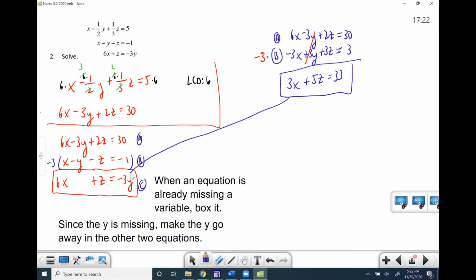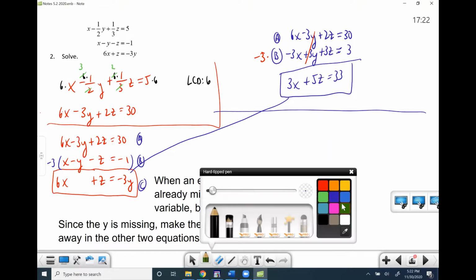These two can go with each other now because they both have x's and z's in them. So that's going to be our next step, is we are going to put those two together. So here we go.